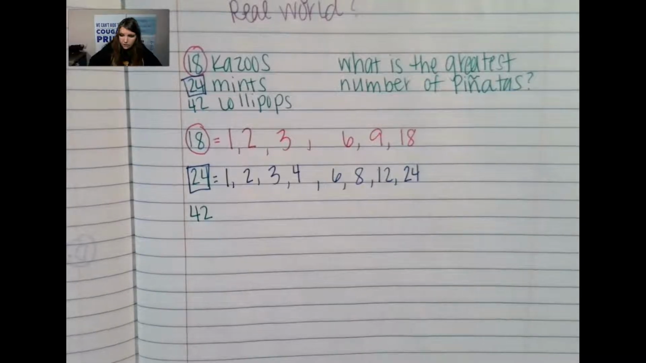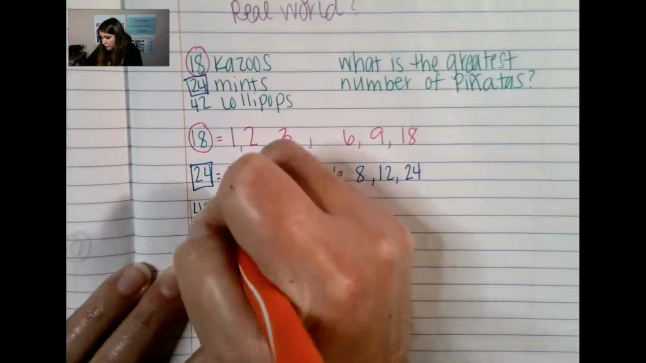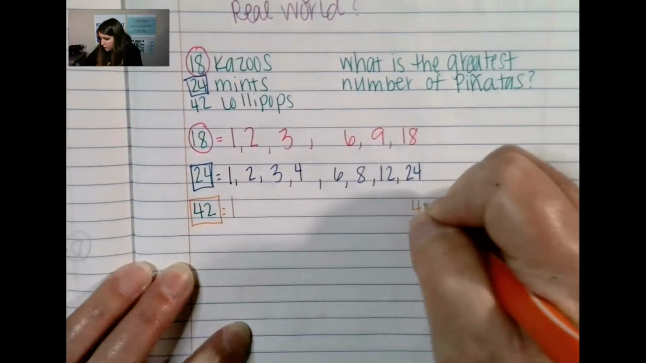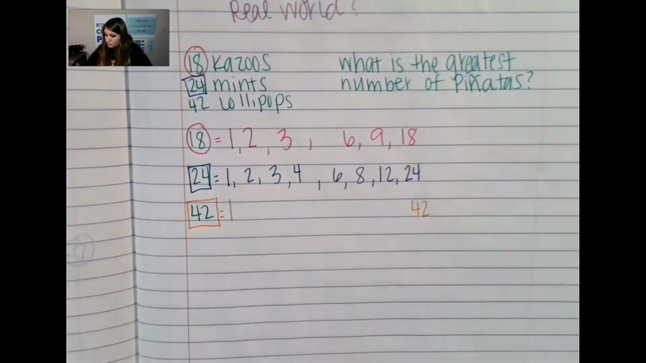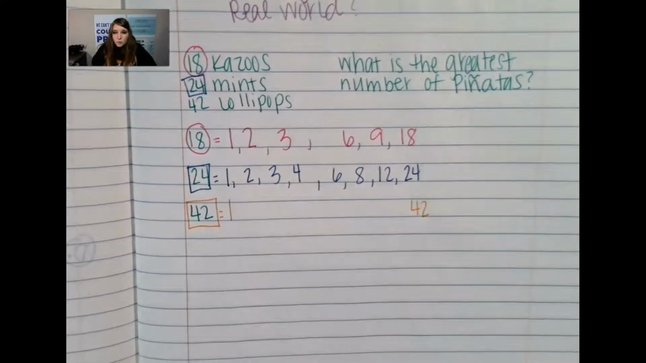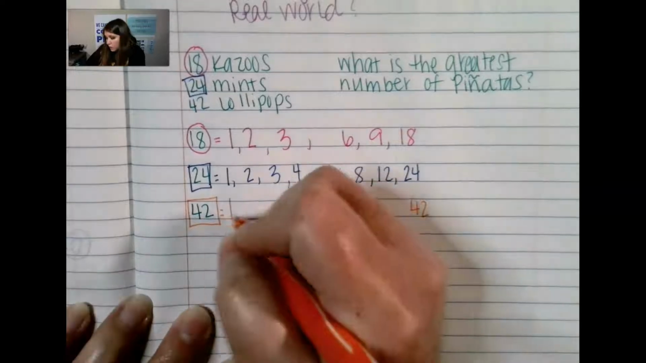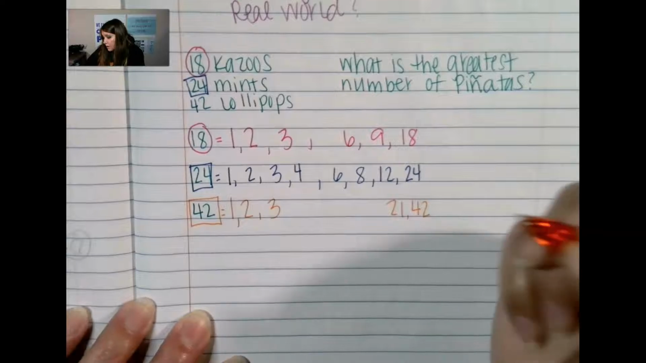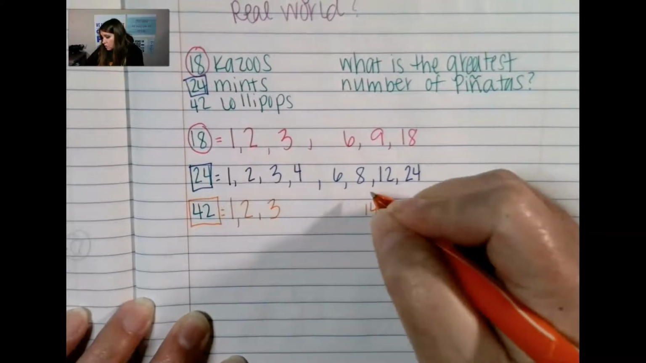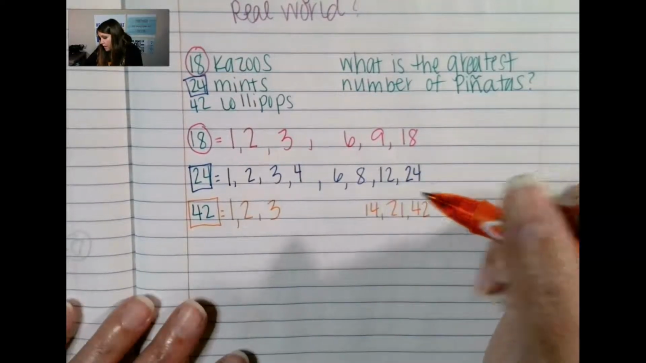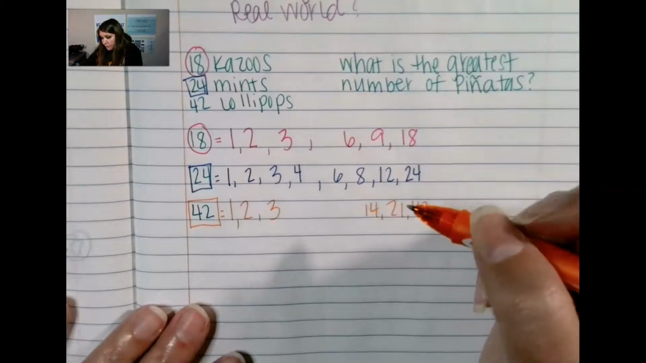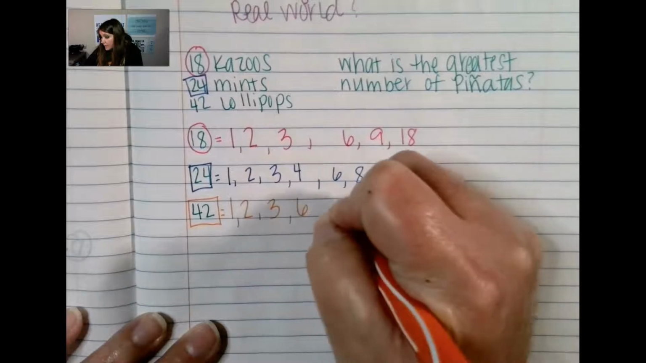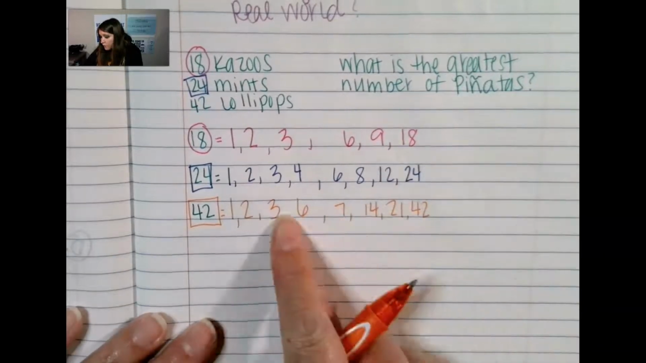Last one is 42. All right, let's check out 42. Let's use orange. We haven't used this color in a while. All right, 42. We have 1 and 42. And we have 2 and 21. And 3 and 14, because 4 is 12. And not 4, not 5, but 6. 6 and 7 equal 42. And then we would be back on ourselves.